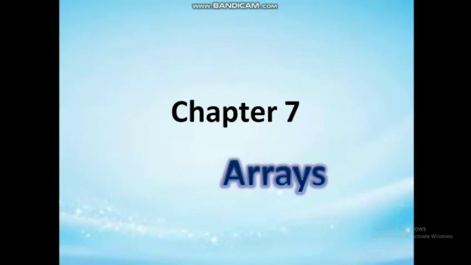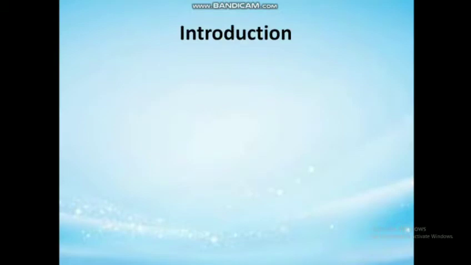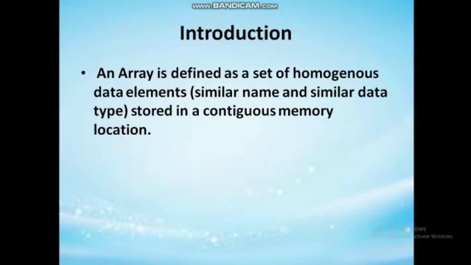In this class, let us begin with another chapter, chapter 7, Arrays. Introduction. An array is defined as a set of homogeneous data elements with similar name and similar data type stored in a contiguous memory location. So an array is a set of homogeneous data elements, meaning similar kind of data elements.